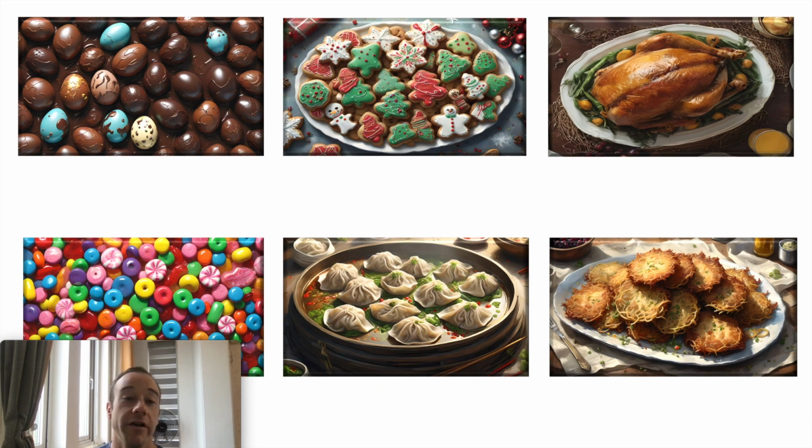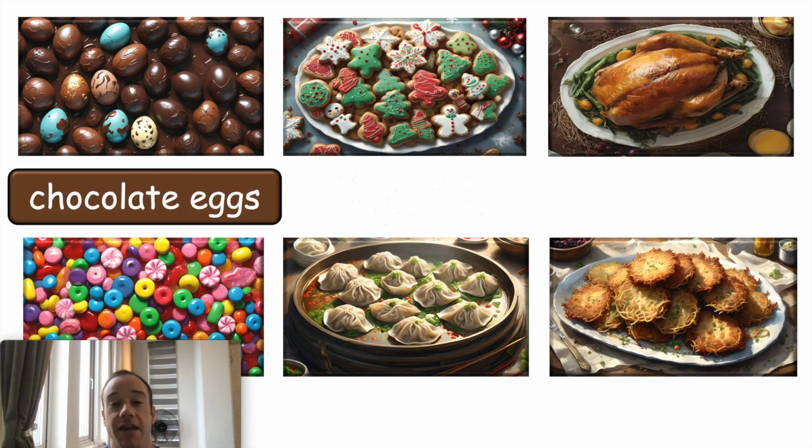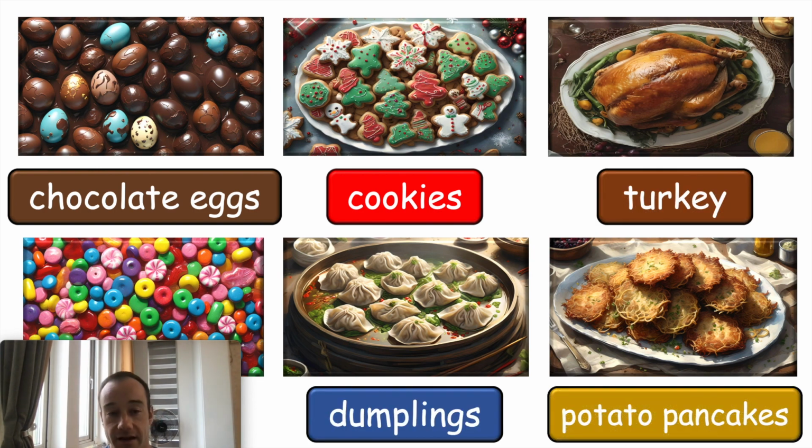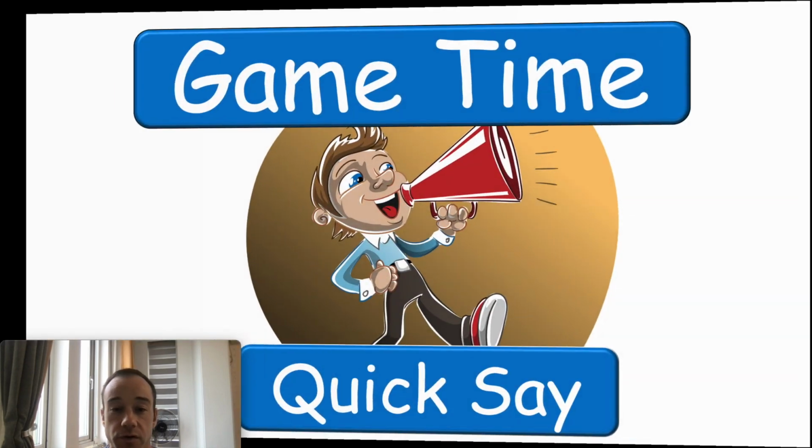Just like in part 1, you can call on students to tell you one of them, okay? They can look in their notebook, tell you the first one, chocolate eggs. And they say it together, cookies, turkey, candy, dumplings, and potato pancakes, okay? Good job. And let's move on to the first game.